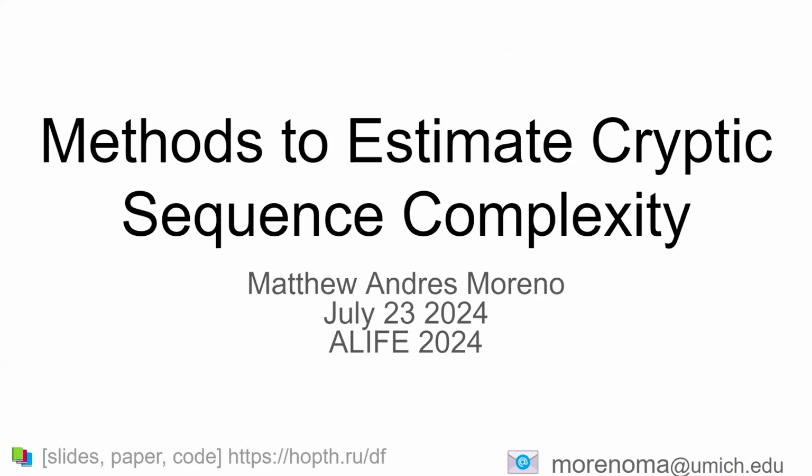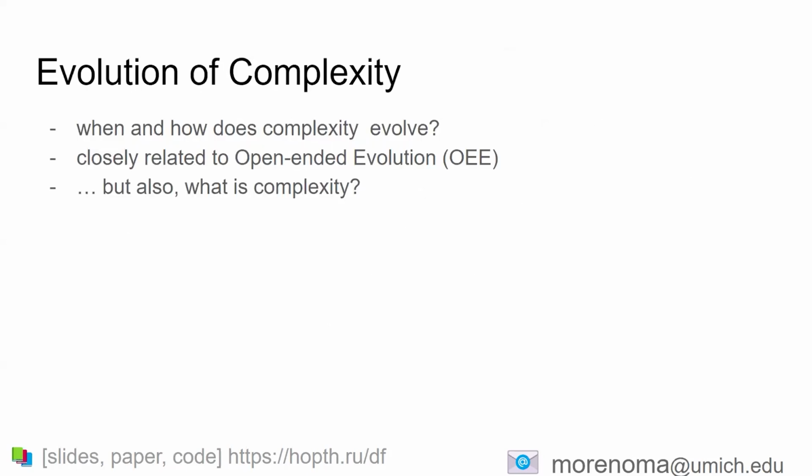I'm a postdoc at the University of Michigan, and I'm really excited to have the opportunity to talk to you about some recent work looking at how we can extend our ability to understand the functional structure of evolved genotypes. How and why complexity evolves is a key open question in evolution. However, beyond that, it's also an open question how we should define and conceptualize complexity.